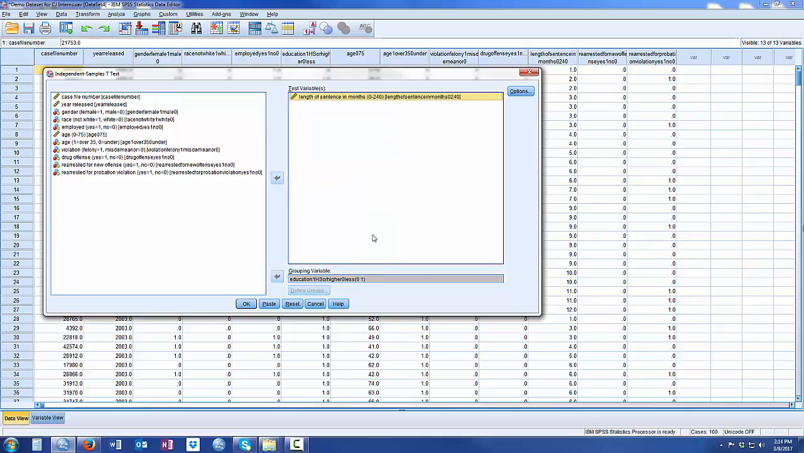Now the question I'm asking is, is education related to sentence in months? And specifically, is having more education related to having a lesser sentence in months? So my null hypothesis for this study is that there's no relationship between education and length of sentence, and my alternate hypothesis is that there is a relationship between education and length of sentence, in that the more education one has, the lesser sentence they will receive. There are many reasons why this might be the case, and perhaps I've discussed them all in my literature review, but this is what's guiding and setting up my analysis right now.